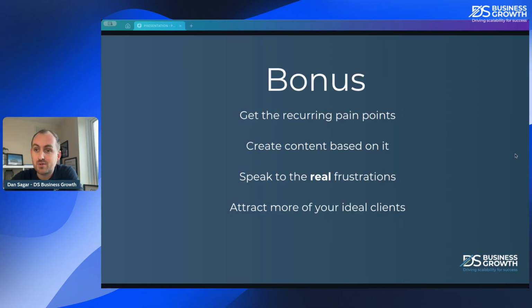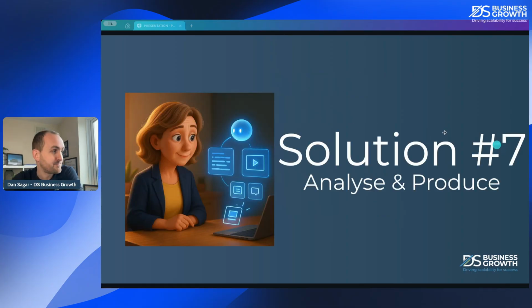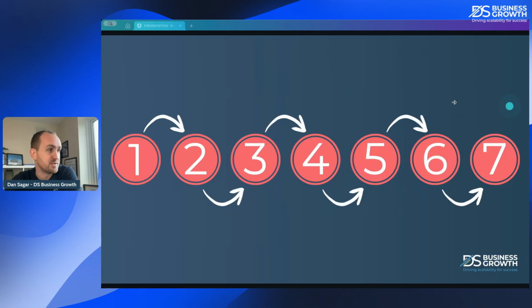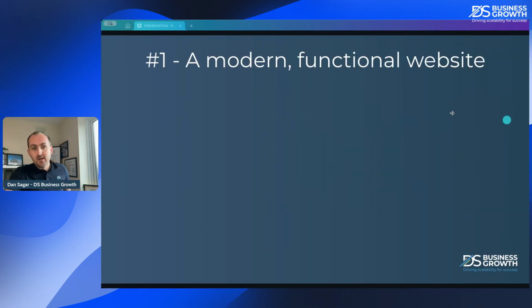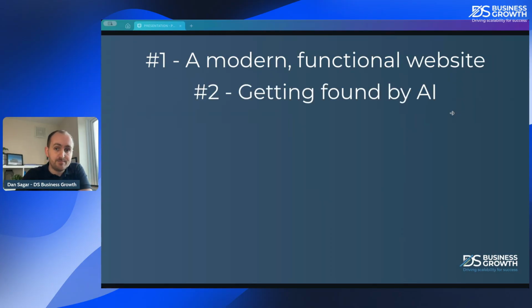So a fairly short one to finish off there. That was analyzing and producing. That's all our 7 steps. So as a quick recap there, we looked at getting a modern and functional website. So replacing those outdated templates and using AI to build you an amazing modern functional landing page or website. Getting found by AI. So that's our AI trust score.